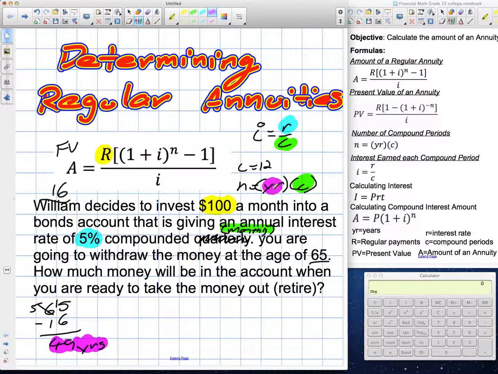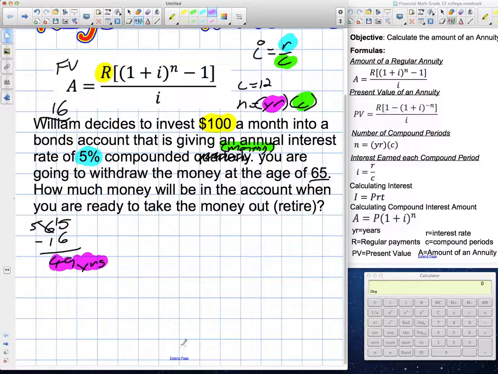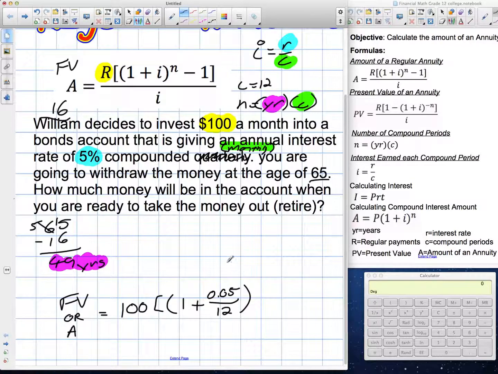So 49 years is our amount. So we're going to go and put it into this formula here. Our future value, or A, okay, it's the amount. Future value or the amount is equal to our regular payments, which were $100, times 1 plus I, which stands for our interest rate, which is 0.05, divided by the compound period, which is 12 in this case, to the power of N.